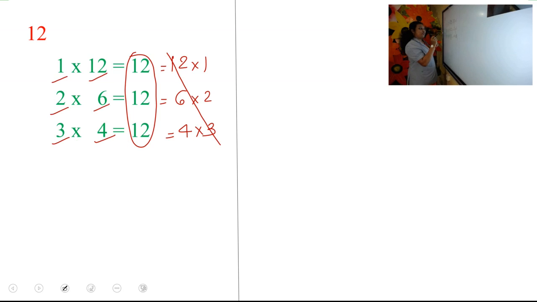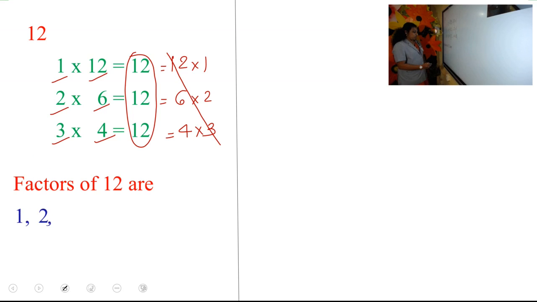These are the factors. When we multiply two numbers, the numbers that we multiply together are the factors of 12. So, the factors of 12 are 1, 2, 3, 4, 6 and 12.